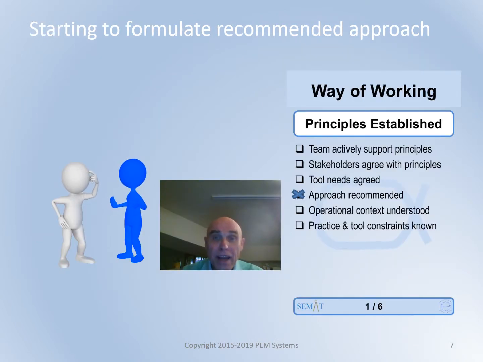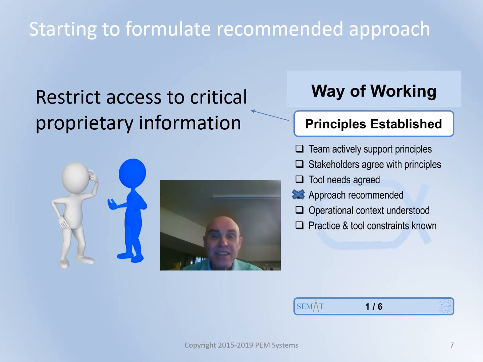At this point, I start to formulate the approach that I am going to recommend, which includes the establishment of principles to restrict access to critical proprietary information to only trusted individuals with a need to know. And I'm also thinking that team members will need to agree to these principles and be trained in how to ensure they actively support these principles.